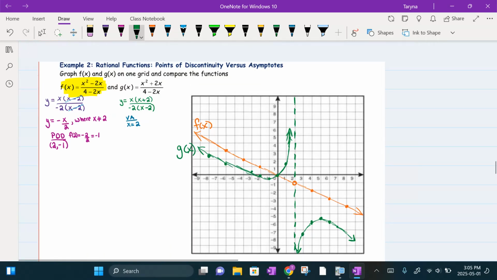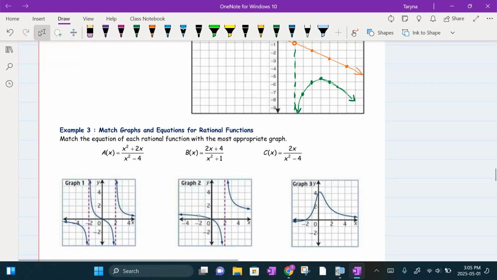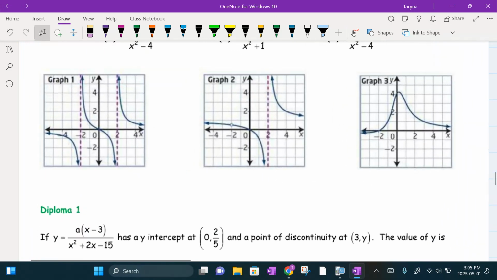And that one didn't ask for anything else. So one has a POD, one has a vertical asymptote. Neither of them have horizontal asymptotes. Okay. So that's where I'm going to stop. So what I want you guys to do, here's a good example of what I was talking about.